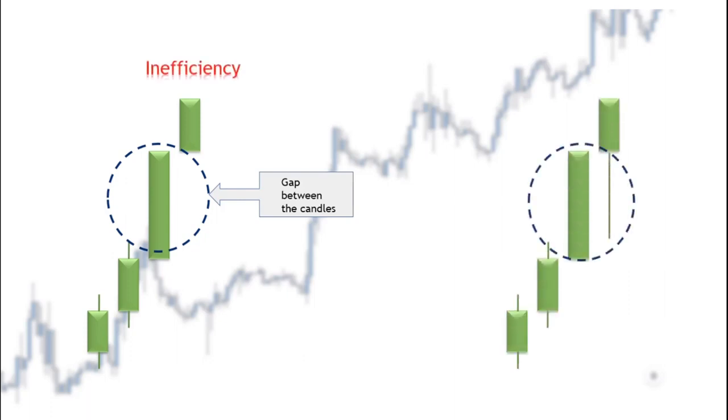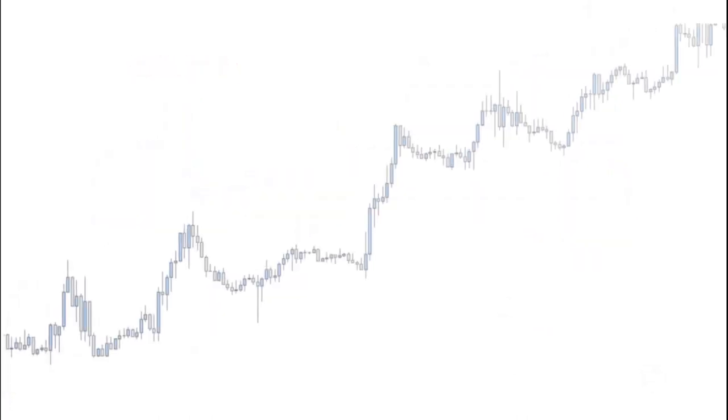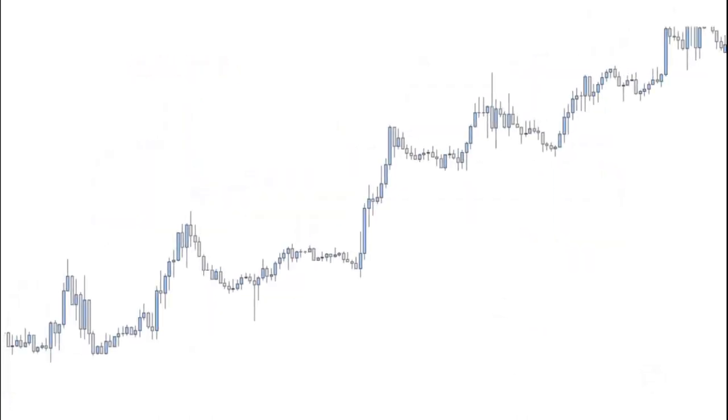Let's take a look at inefficiency in price action. As you can see from the left corner, there is a gap between the candles, and the price tends to come back and retest that area and fill the gap. We call this inefficiency. But at the right corner's candles, there is no gap between the candles, which is called efficiency. Let's take a look at the chart and see whether we can spot the inefficiency and the efficiency in the market or not.